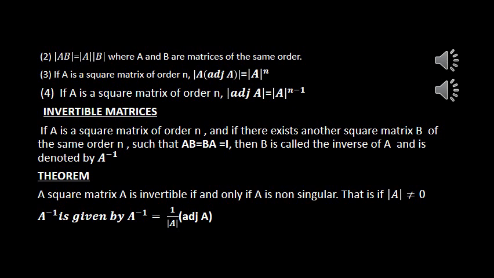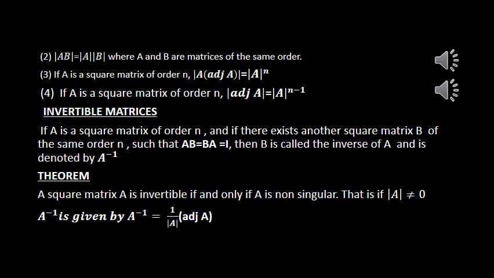Next is invertible matrices. In the chapter on matrices, we studied about invertible matrices. How do we define, or when do we say, a square matrix A is invertible? Means when do we say its inverse exists? The definition: let A be any square matrix of order n, and if there exists another square matrix B of the same order such that AB is equal to BA is equal to I, where I is the identity matrix.